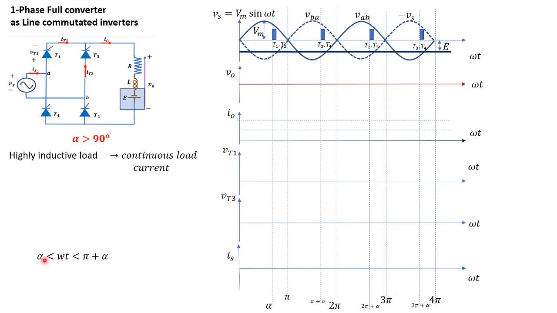So for omega t ranging from alpha to pi plus alpha, T1 and T2 are going to conduct, and this is the path of the current. The source current is the same as thyristor 1 current, which is the same as the load current, which is the same as thyristor 2 current. Thyristors T1 and T2 are conducting, and the voltage across them would be 0. Applying KVL for this conducting loop, you can see that V0 is equal to Vs. So for omega t ranging from alpha to pi plus alpha, V0 is equal to VAB, which is equal to Vs.